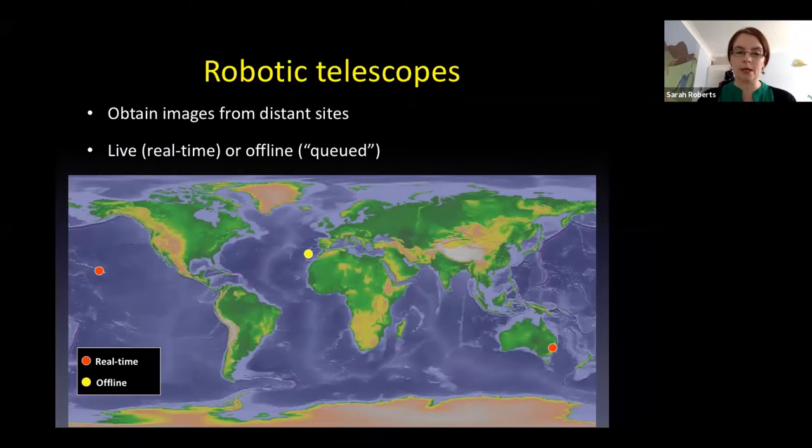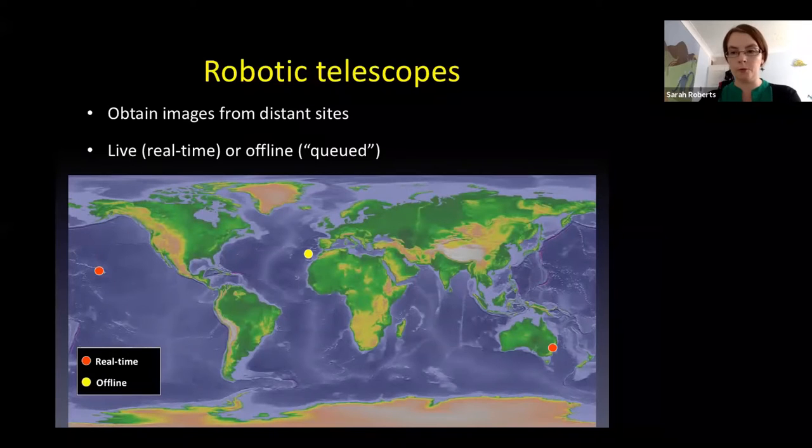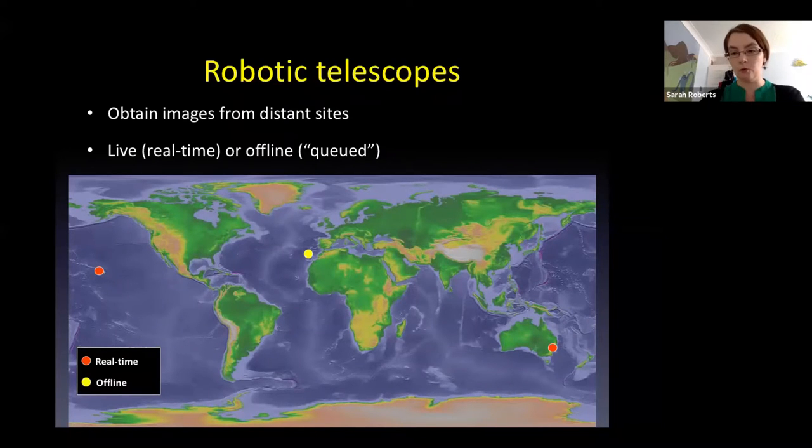Now, with robotic telescopes, there are two modes of observing. There's what we call live or real-time observing. So that's when you are physically controlling the telescope there and then, and nobody else in the world can control it at that time. That's what we'll be doing this afternoon. Or there's the queued version or offline, where you have your list of objects that you want to observe. And what you do is you put it into an interface, you click go, and then the telescopes are clever enough to schedule when the observation should take place.